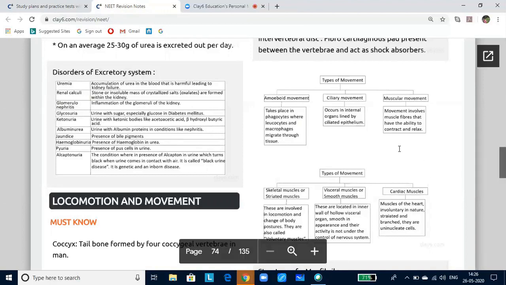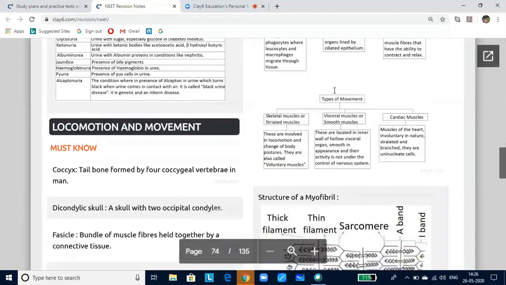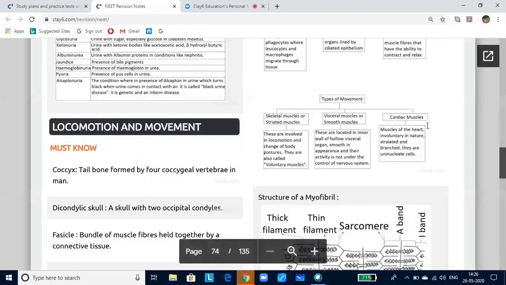Now we know that muscles are very important. Now let us look into types of muscles. This is a printing error here. It's types of muscles. There are three types of muscles, namely skeletal muscle or striated muscle, visceral muscle or smooth muscle, and cardiac muscles. Now let us look at these muscles in brief.